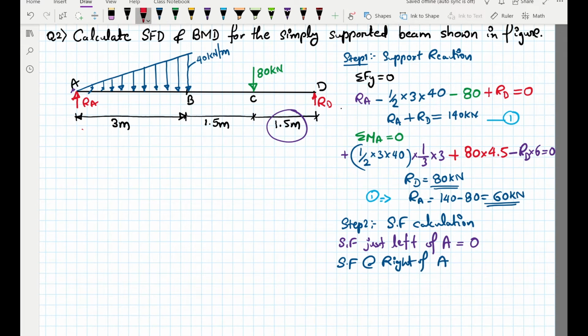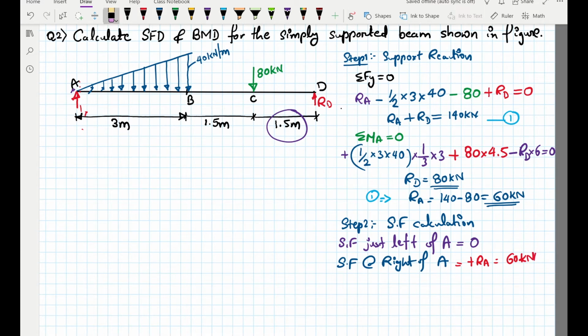So if I consider one section just to the right of A, it is a summation of all the forces. If I consider one section somewhere here, then if I do the summation on the left of that particular section, we have RA. At the left of the section, upward forces are positive, downward forces are negative. Therefore we have plus RA. Therefore RA is nothing but 60 kilonewton.